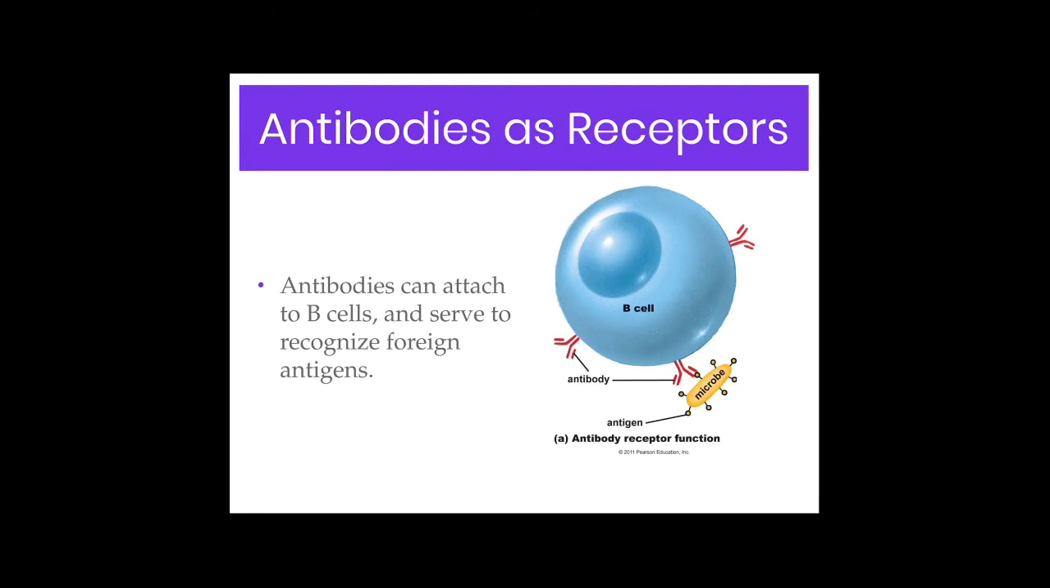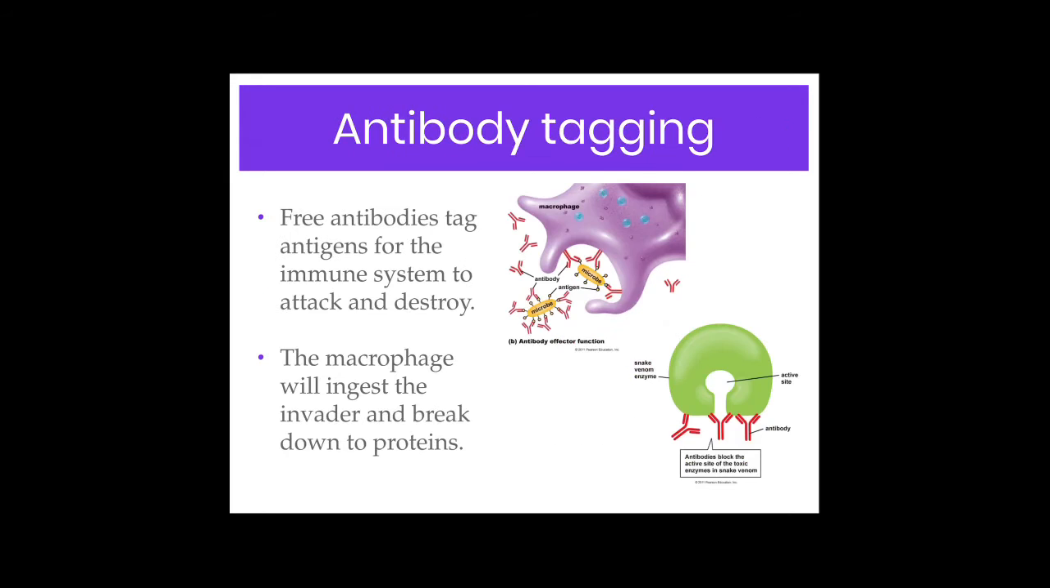So the first part is antibodies. Antibodies are attached to the B cell so that it can recognize the invaders or foreign antigens that are found in the body. So antibodies serve to recognize invaders. And B cells, we'll talk more about how they actually make antibodies.